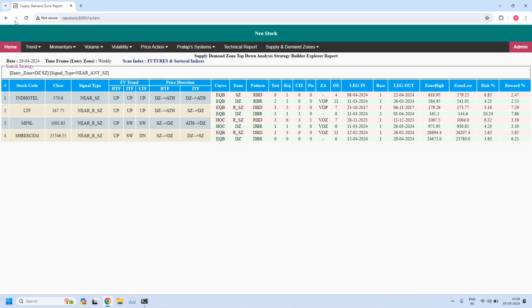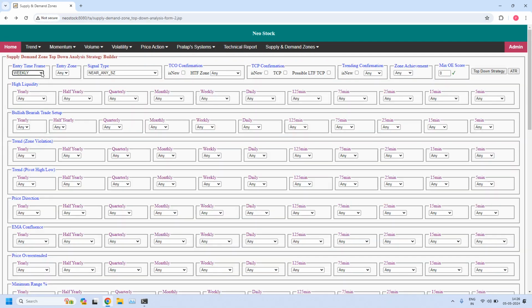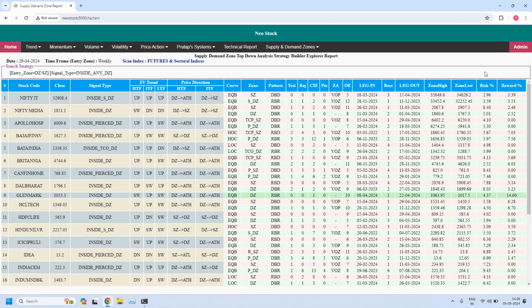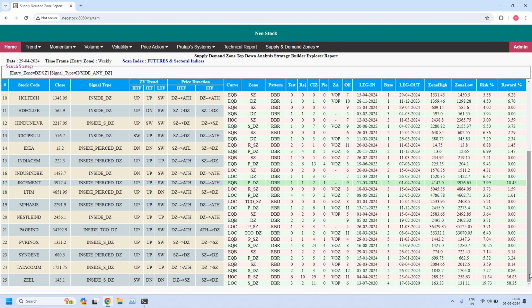I am going back. For weekly time frame, let us find the stocks where price closed inside weekly demand zone. So this is the filtered list. Let me scroll down. So total 25 stocks where price closed inside weekly demand zone.